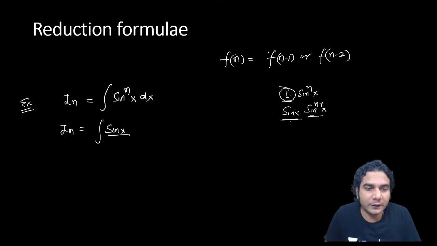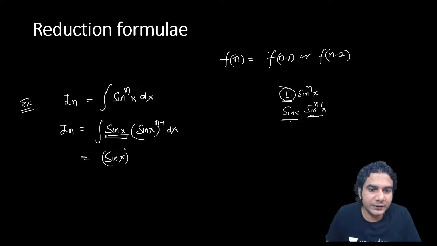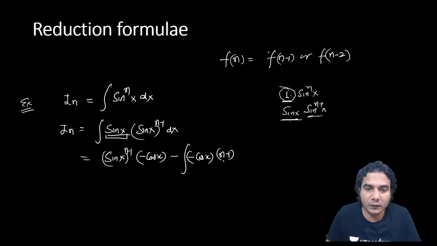Just separate one sine from this sine raised to n and write sine x raised to n minus 1 dx, and then apply by parts. So the integral of sine x, you'll integrate sine x and differentiate the other. Sine x raised to n minus 1 into, sorry, the integral of sine x is minus cos x. Right, and then minus the integral of minus cos x times the differentiation of sine raised to n minus 1, which is n minus 1 sine raised to n minus 2 x into the differentiation of sine x, which is cos x dx. So this is what we are getting.